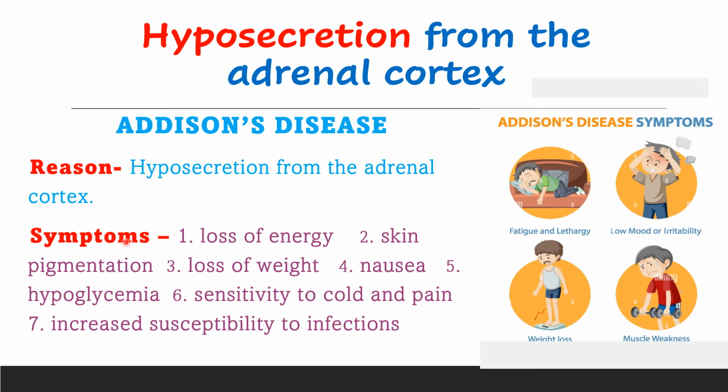What are the symptoms of Addison's disease? Loss of energy, skin pigmentation, loss of weight, nausea, hypoglycemia. What is hypoglycemia? Low blood sugar, that is hypoglycemia. Sensitivity to cold and pain. Increased susceptibility to infections. These are the symptoms of Addison's disease. Very important, it is due to the hyposecretion from the adrenal cortex.